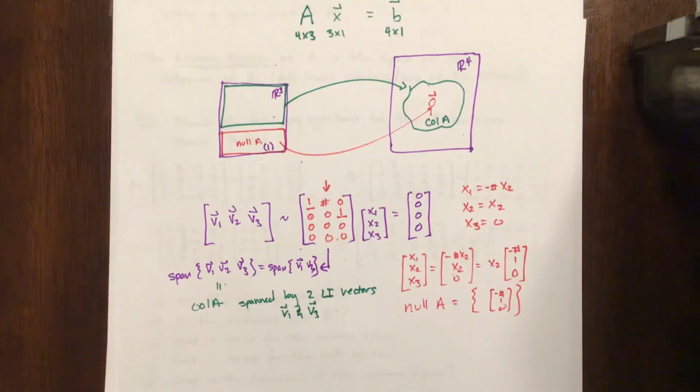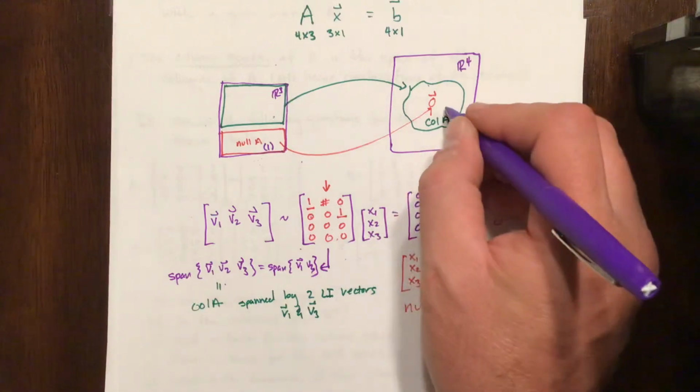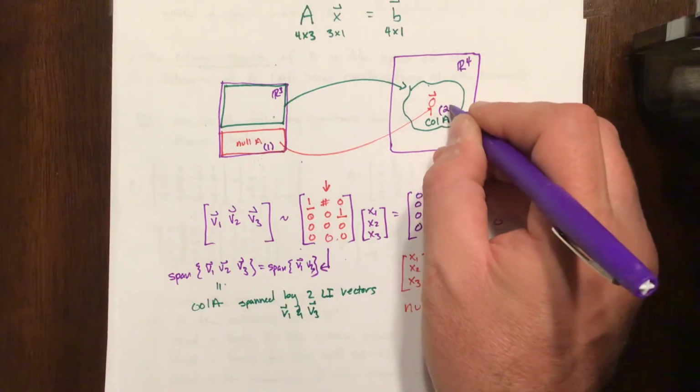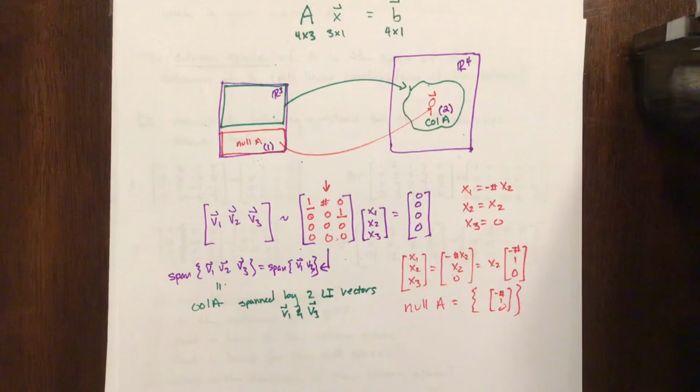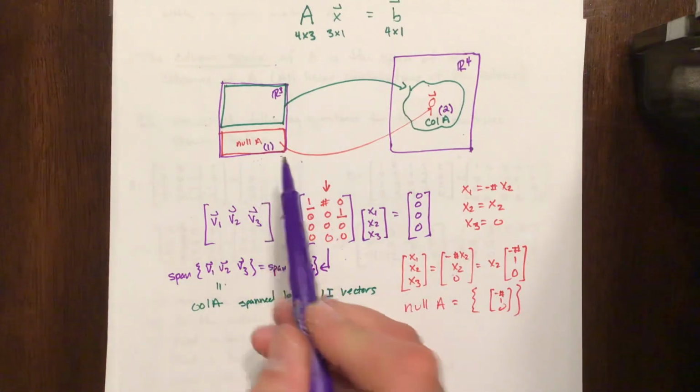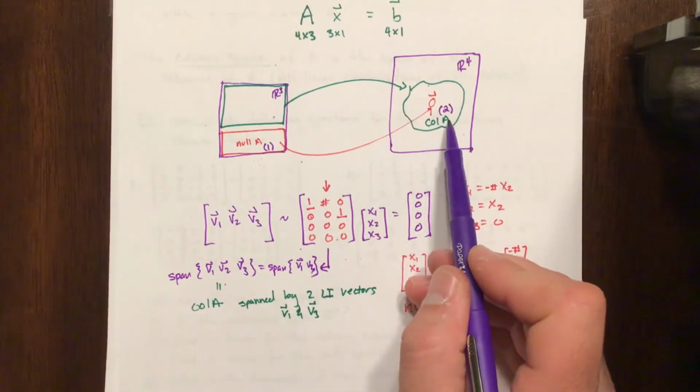So what is the dimension of the column space of A? Well, v1 and v3 span the column space. v1 and v3 are linearly independent, so v1 and v3 form a basis for the column space of A. How many vectors are in your basis? There's 2. Okay, so our null space had dimension 1. Our column space of the matrix A had dimension 2.